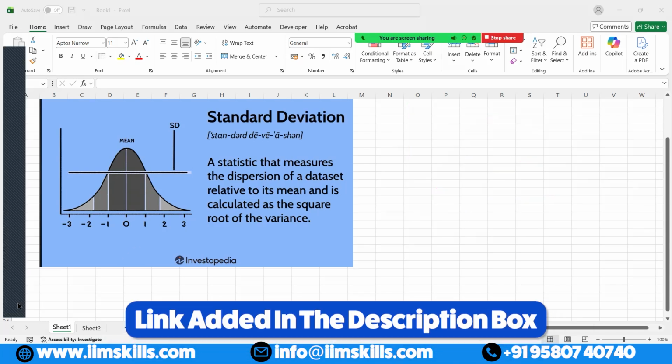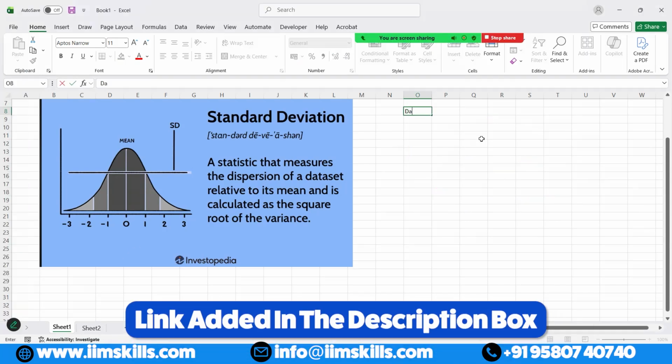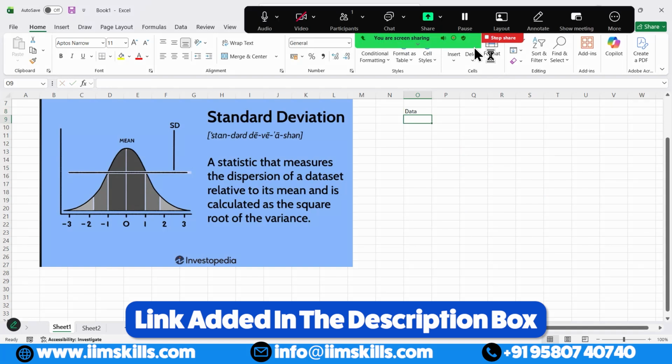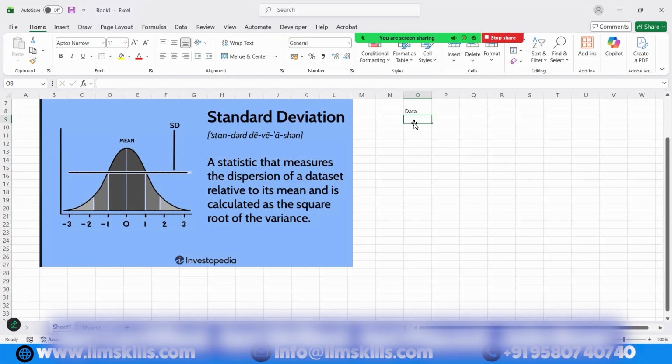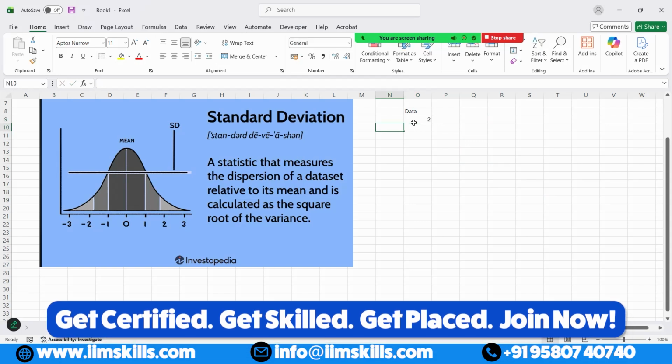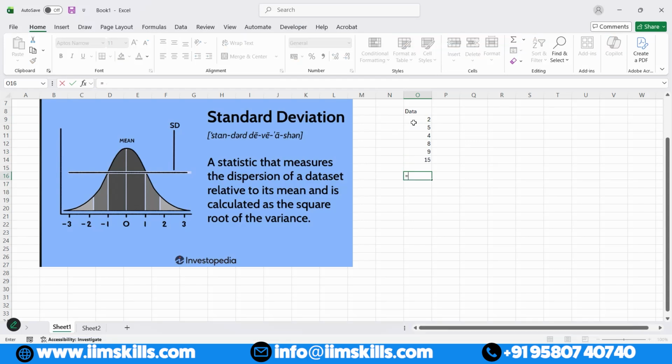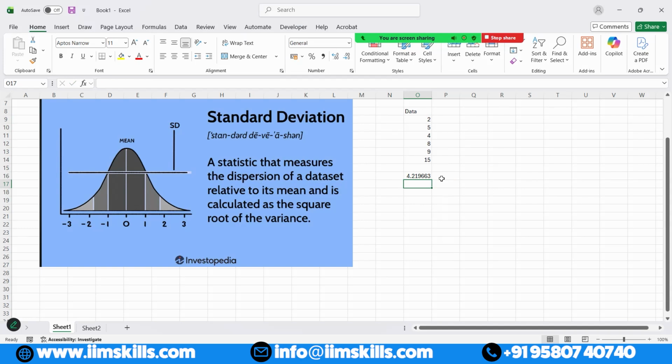But let's consider your data points. Let's assume random information, and the last one is 15. Let's try to find out the Excel formula, standard deviation for your population. So the answer is 4.92.